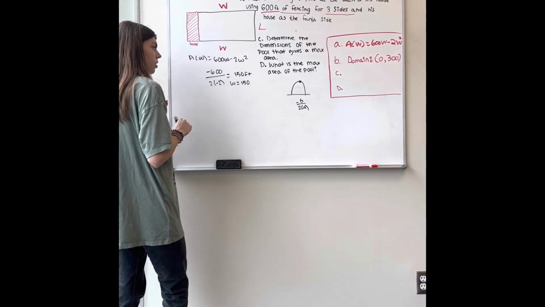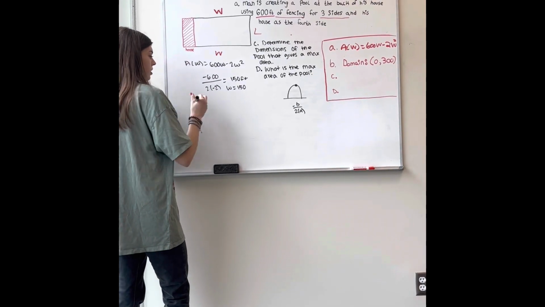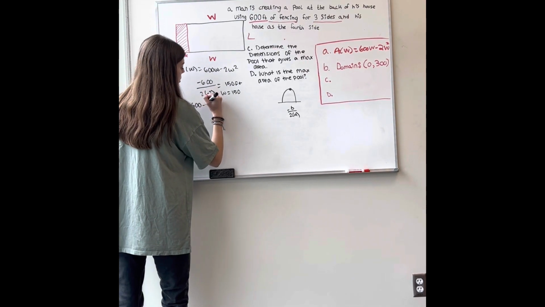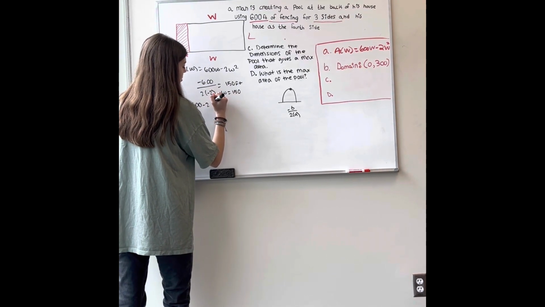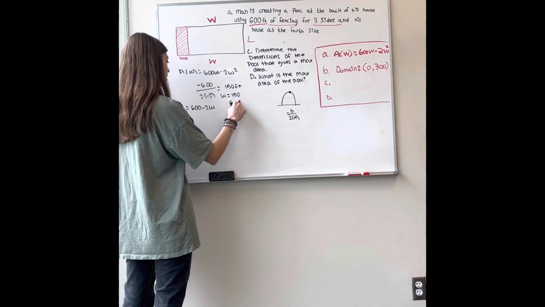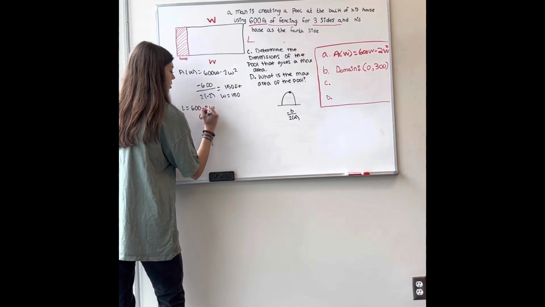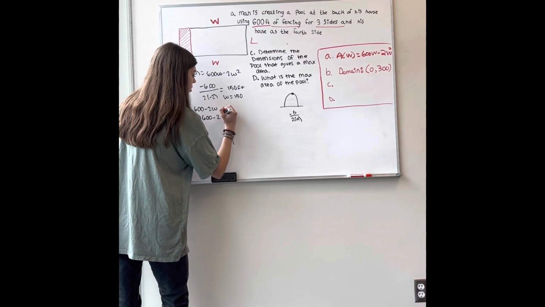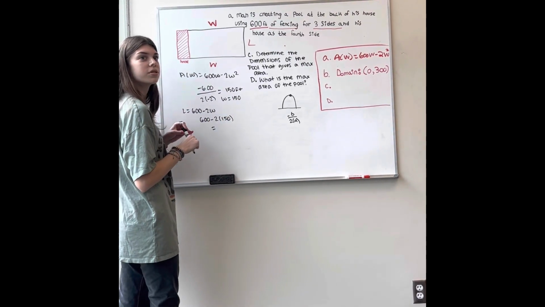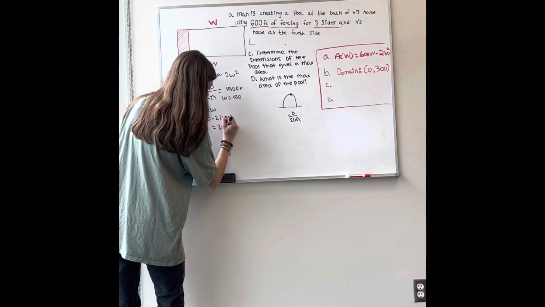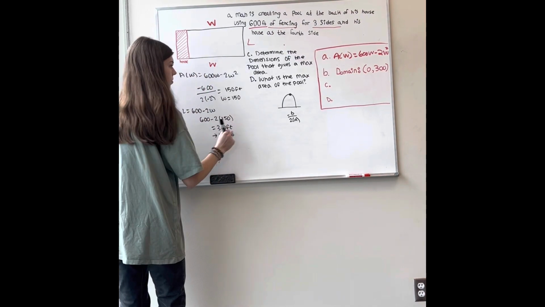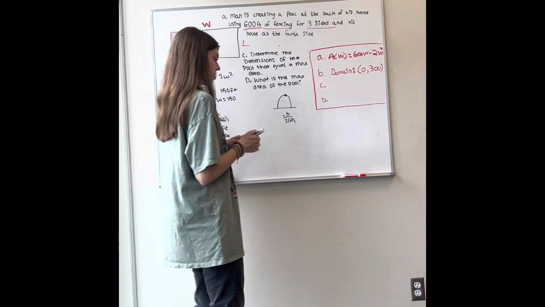Now to find our length, we're going to take an equation from previously, which is just L equals 600 minus 2W. And so we're going to take our W, which we know is 150, and we're just going to put it here. So 600 minus 2 times 150, which equals 300 feet, or our L equals 300. I'm just going to put them over here.